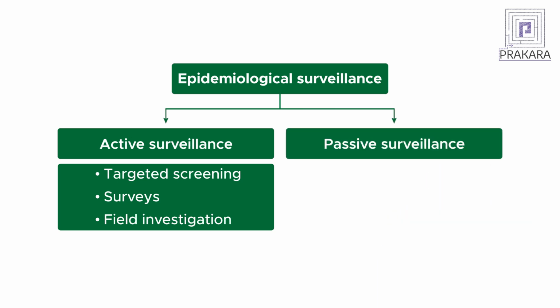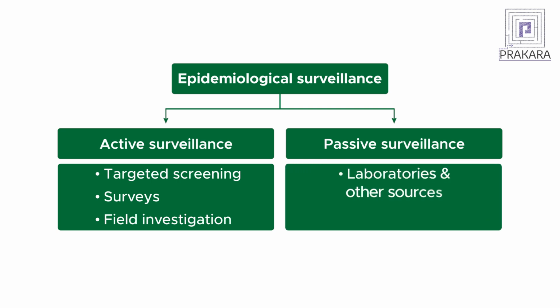Passive surveillance relies on the voluntary reporting of cases by health workers, laboratories, and other sources. It's often used for diseases with well established reporting mechanisms such as notifiable diseases.